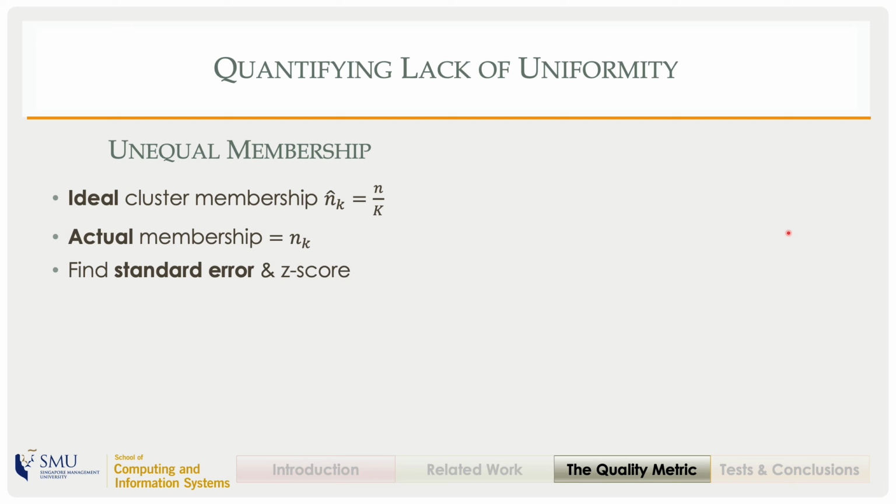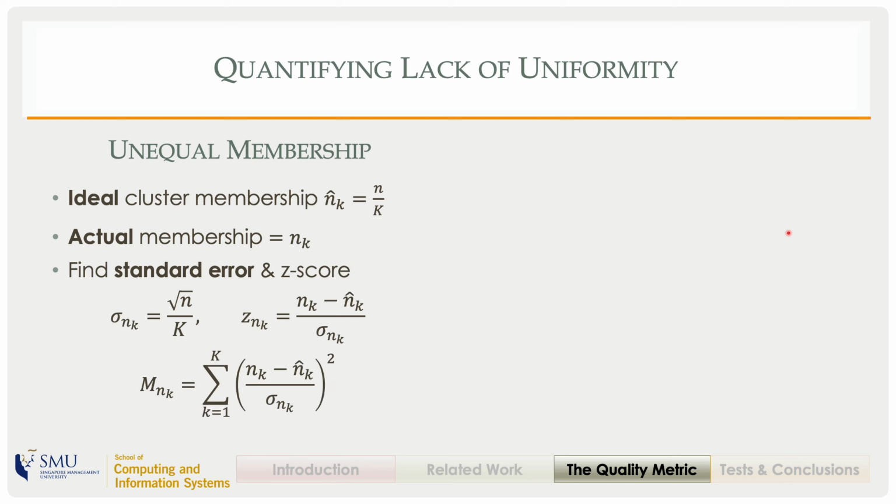Now, if you can find a standard error and a z-score, then you can combine them. So standard error turns out to be the square root of n divided by k. Again, the derivation of that is in the paper. And z-score is obviously just the difference between what is measured and what is expected, divided by the standard deviation, and then you combine them for the k clusters by taking the square of the z-score. So you get one measure of the unequal membership.